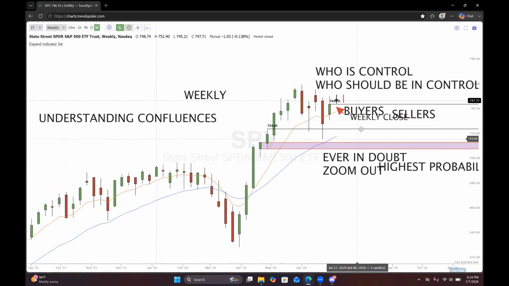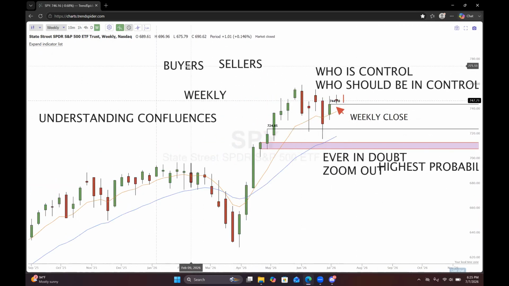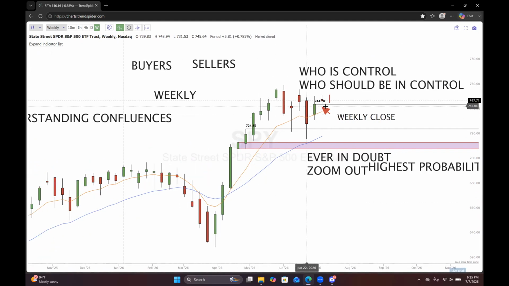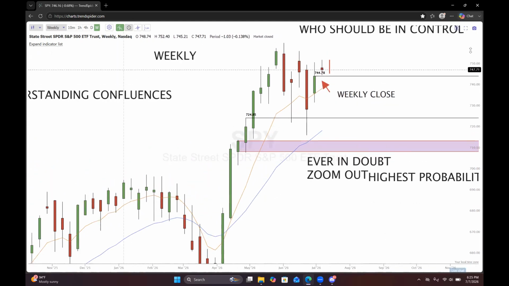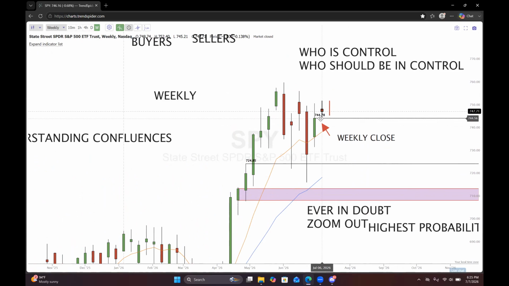Market is controlled by 2 people, buyers and sellers. That is it. Nothing more, nothing less. That is literally all you need to pay attention to. We're on the weekly time frame. Weekly demand would be a retest into that weekly close. Why? Because we know the buyers control this level. So if we hold this, we will at least get a bounce, right? Who is in control? Who should be in control?